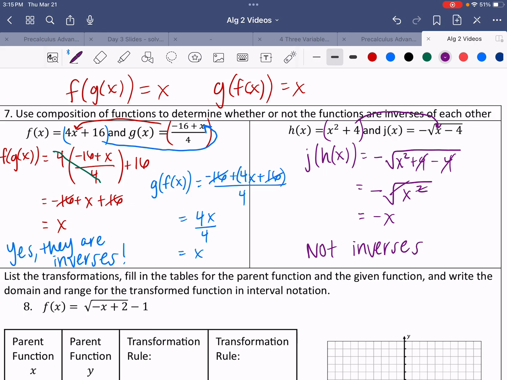And you should kind of be able to tell here, right? Because here I have a quadratic, it's not restricted, and then here I have a negative square root. So that should kind of tell you that you probably have some issues. So do make sure that you show the composition to get full points on the test.